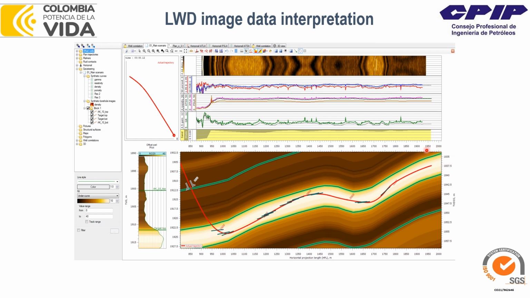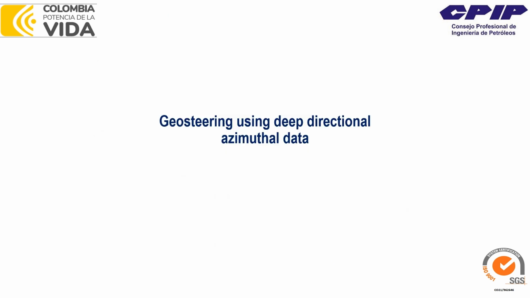And now we're moving to the final topic of the measurements, which is deep directional resistivity measurements. And you will see that this data can add even more value to your interpretation. These tools are the top technology that the LWD market has at the moment. The next topic is called geosteering using deep directional azimuthal data.